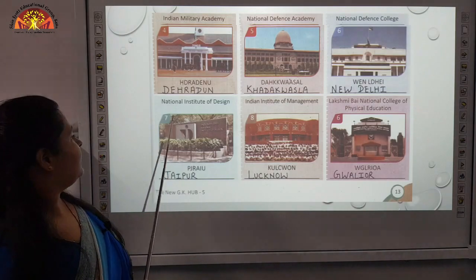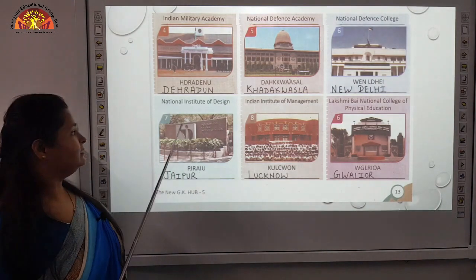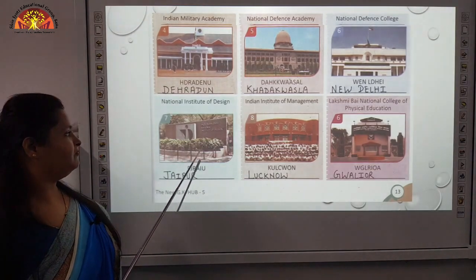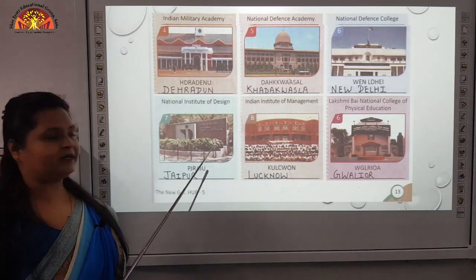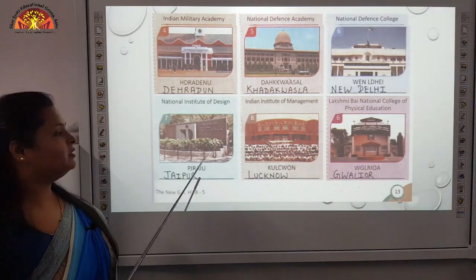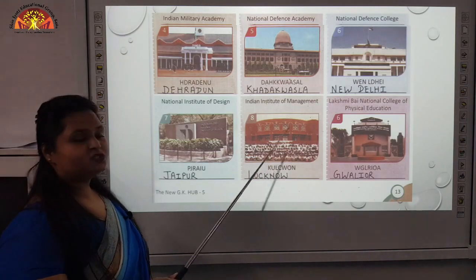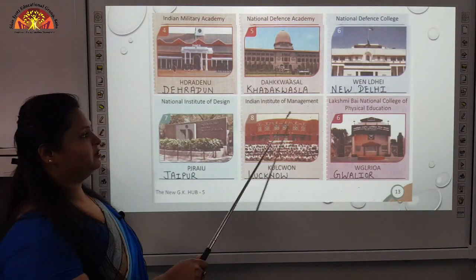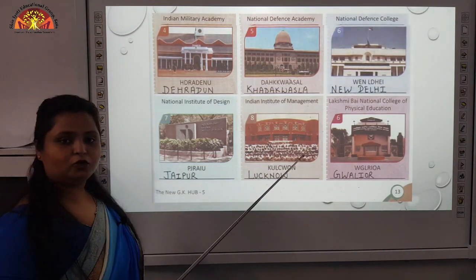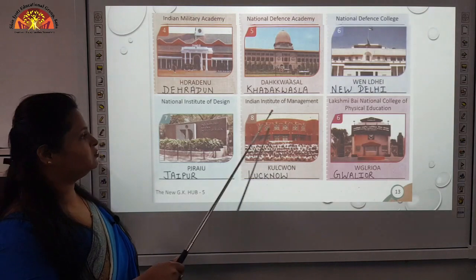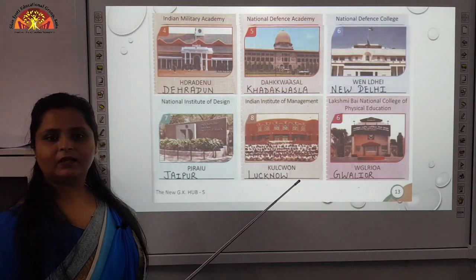Next, National Institute of Design, which is situated in Jaipur. In this, different courses of crafts, textile designing, fashion designing are provided by this National Institute of Design. Next, Indian Institute of Management. Management, you will come to know about this word in your senior classes, but let me tell you, management is related to business. Okay, management courses are provided by Indian Institute of Management in Lucknow.